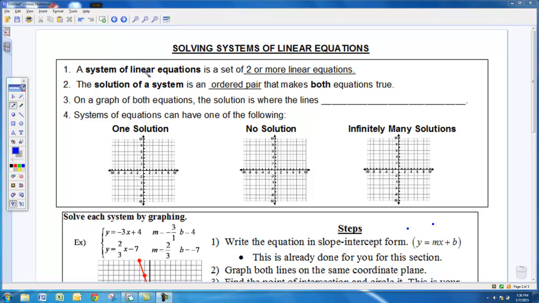time. Let's do a quick review of what we talked about in class on block day. A system of linear equations is a set of two or more linear equations. The solution of a system is an ordered pair that makes both equations true. On the graph of the equations, the solution is where the lines intersect.